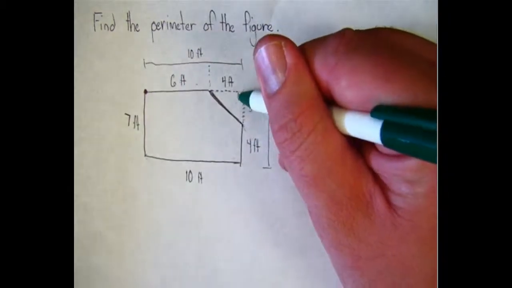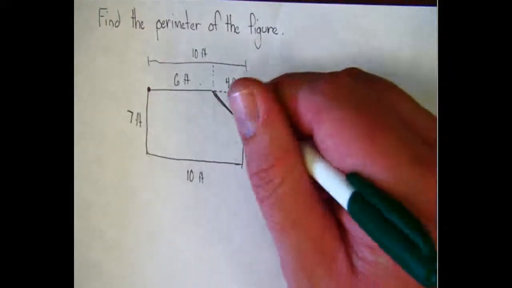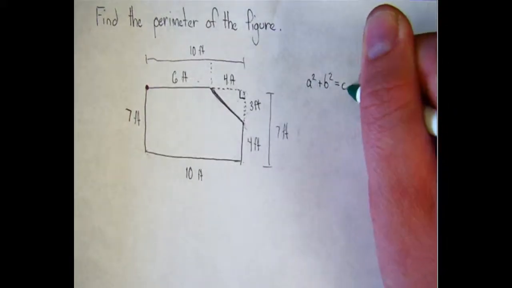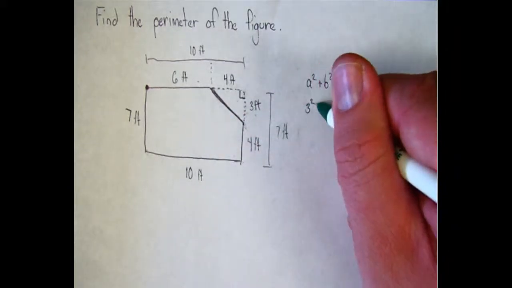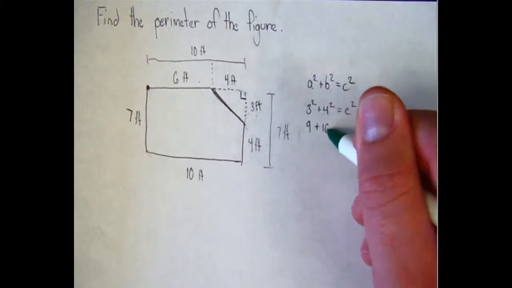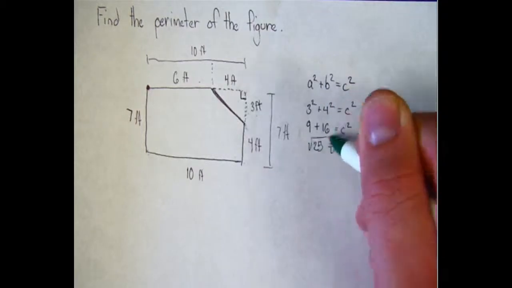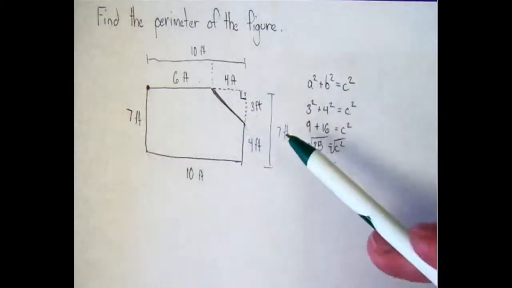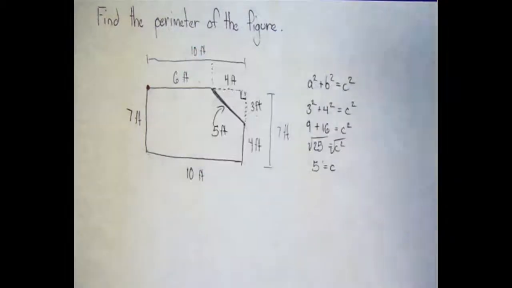Now, because we know this is a rectangle, rectangles have all right angles, and so I can find the length of this using the Pythagorean theorem. So I would set up a squared plus b squared equals c squared. I can call either one of these a or b. I'll say a is 3, so I get 3 squared plus 4 squared must equal c squared. 3 squared is 9, 4 squared is 16. Add them together and we get 25. Take the square root of both sides and we find that c is 5. I can reject the negative answer because we know it's not going to be a negative length. So now I know that length right there is 5 feet.